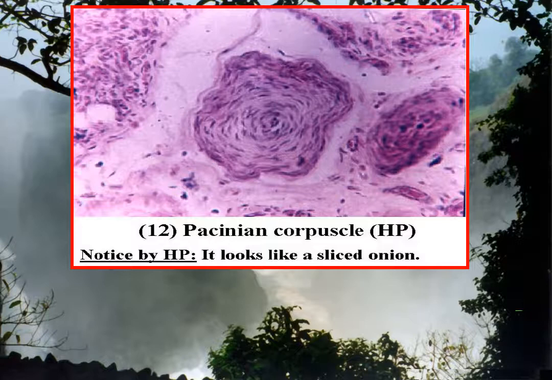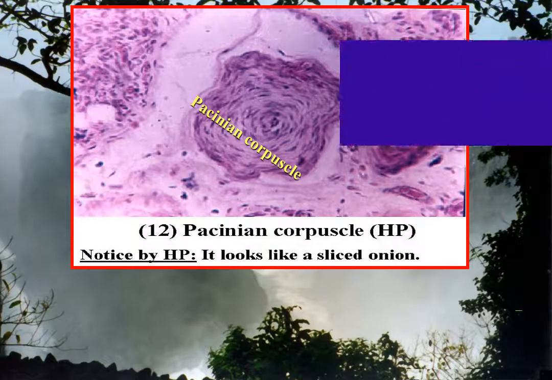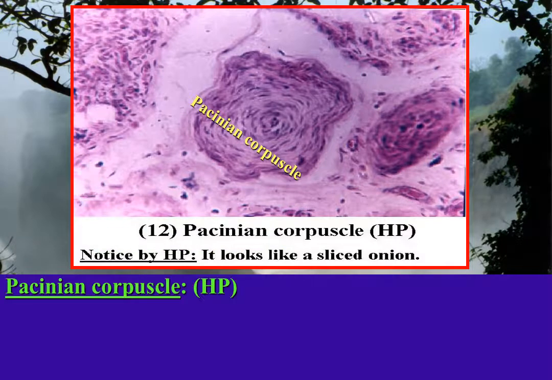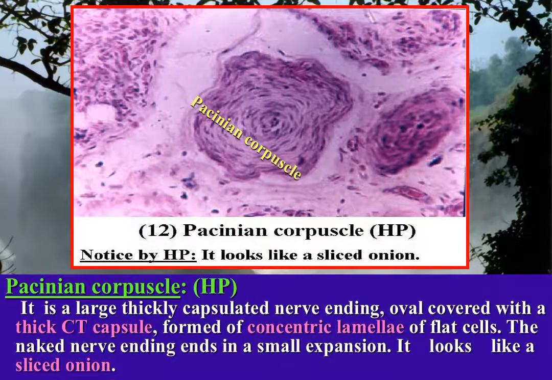Pacinian corpuscle, high power. It is a large, thickly capsulated nerve ending, oval in shape, covered with a thick connective tissue capsule, formed of concentric lamellae of flat cells. The naked nerve ending ends in a small expansion. It looks like a sliced onion.